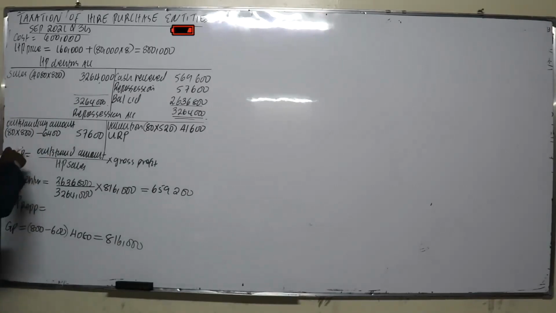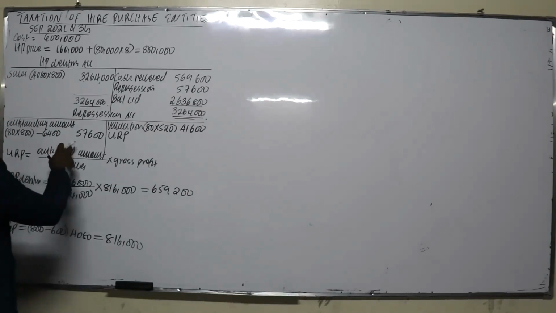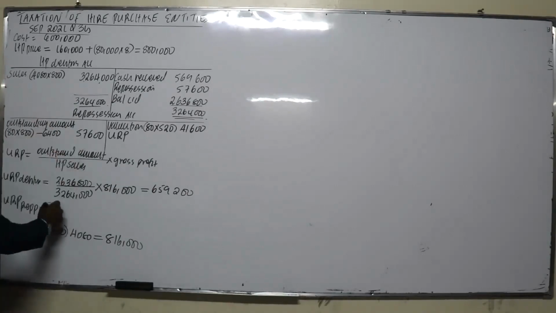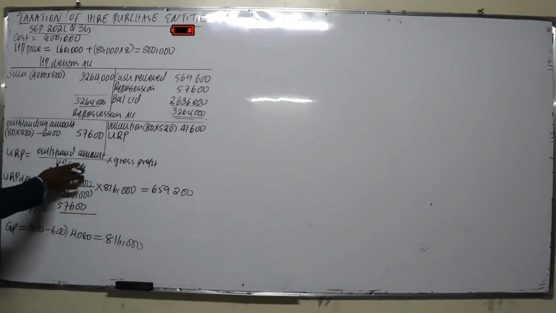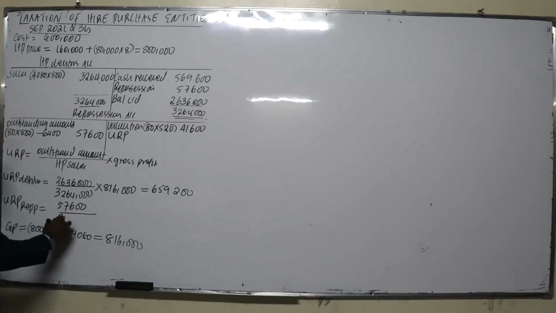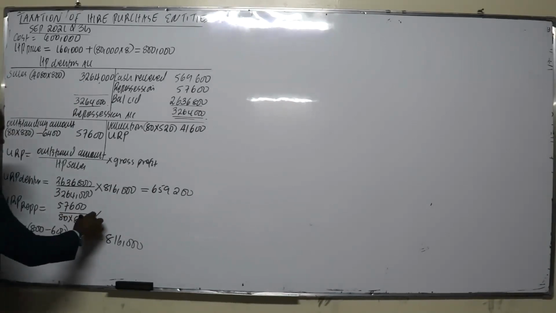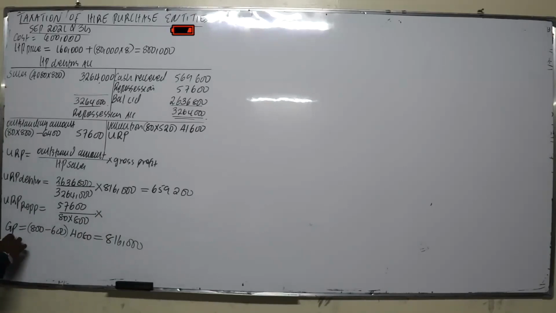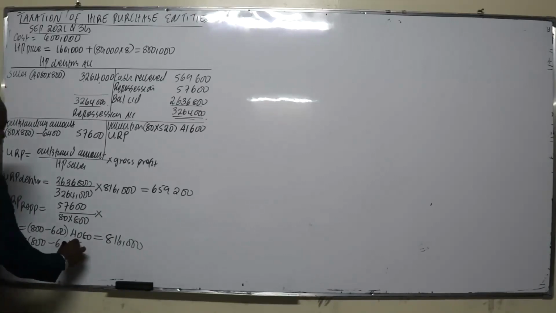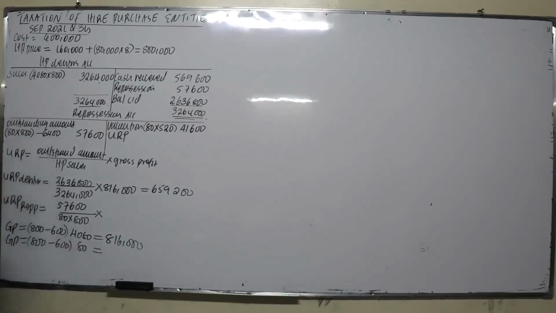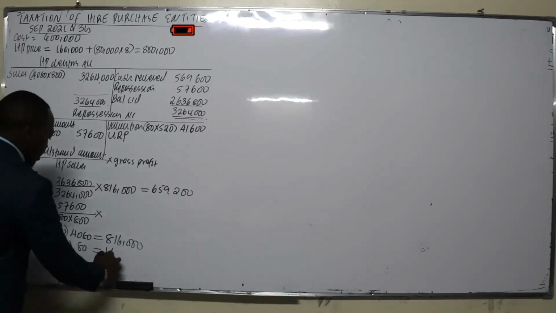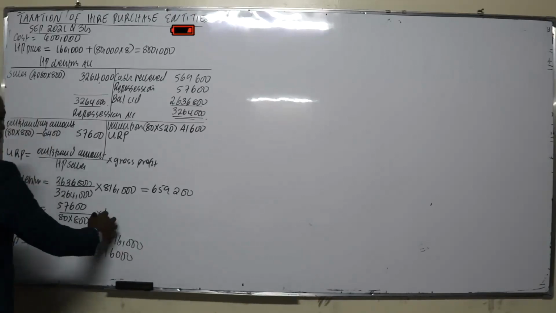The formula is the same. And the direct profit, you take the outstanding amount. On repossession, the outstanding amount was 57,600. You divide by the hire purchase sales, 80 machines each at 800. You multiply by 800 minus 600. Then we repossessed 80. That's 16,000, right? So 16,000.